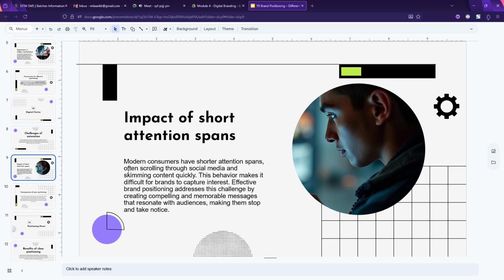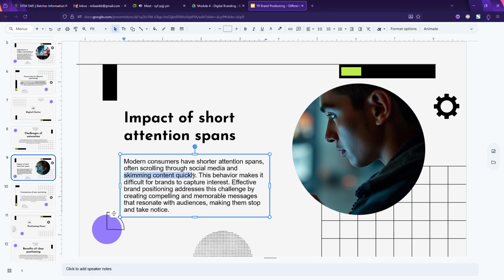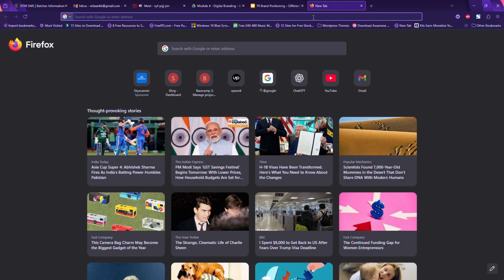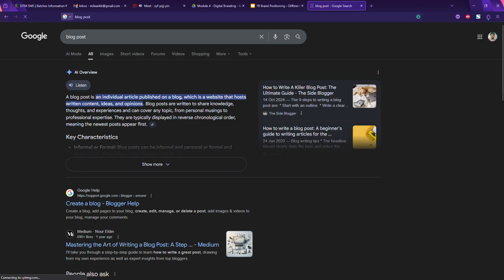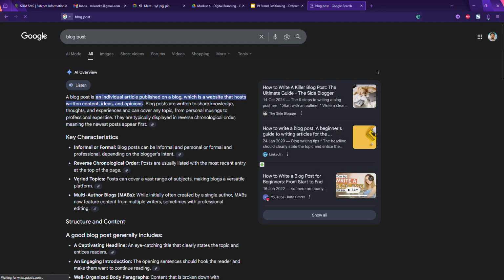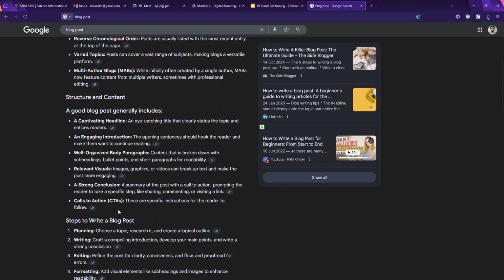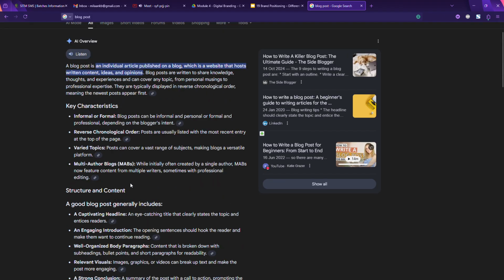So people mostly what they do is skimming content quickly. Skimming is a term which is like, if I have a page, say a blog post, then just doing this is skimming. So this is a behavior.